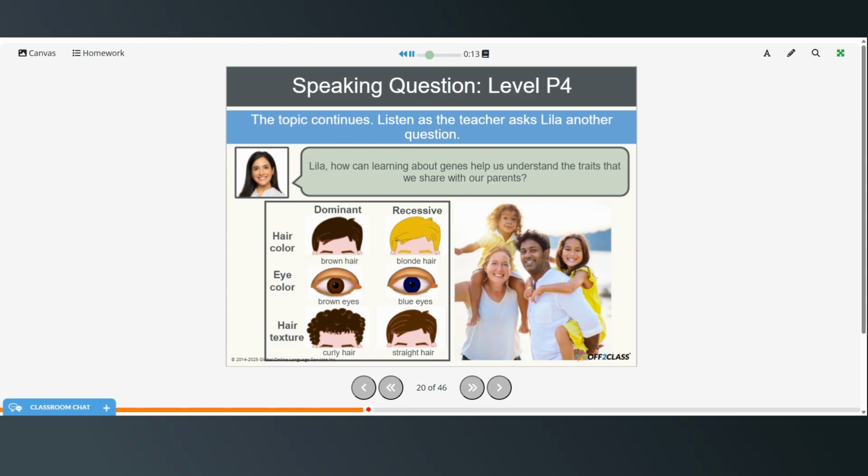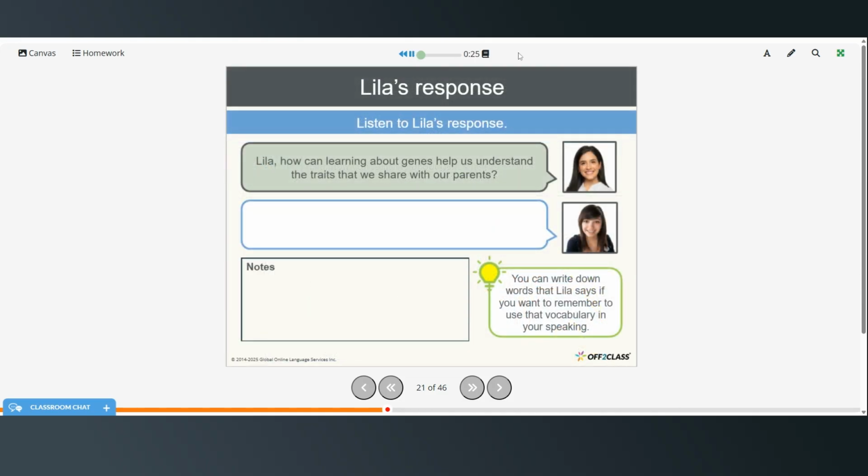Now listen to the teacher ask Leela a question. Leela, how can learning about genes help us understand the traits we share with our parents? Now listen to how Leela answers the question. Learning about genes helps us see why we have some traits like our parents. Genes carry information for traits. So if we have similar genes, we might share things like eye color or hair type.